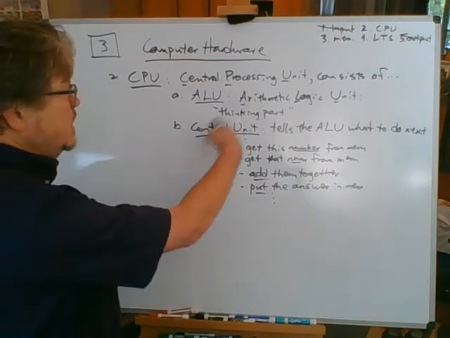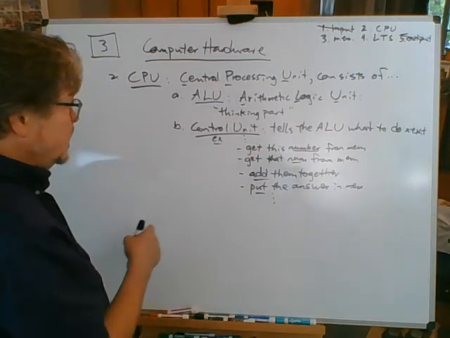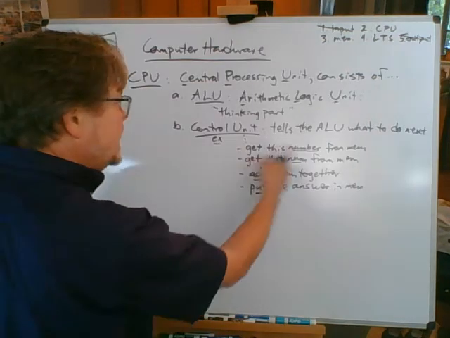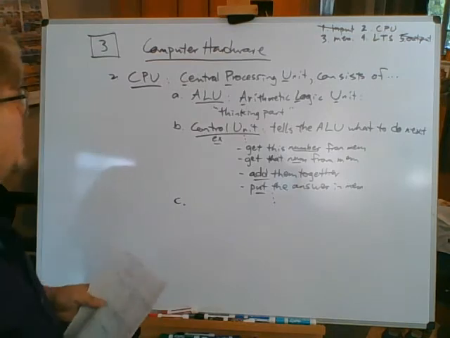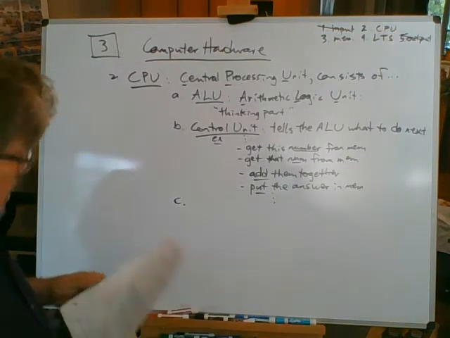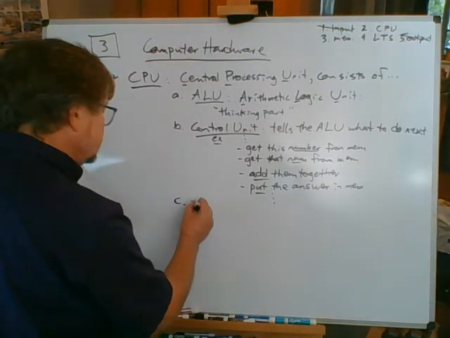Now, what's missing here, kind of a chicken and egg thing, you might wonder: when I get the number from memory, where does it go? Funny you should ask. The third part of the central processing unit, an essential part, is the registers.